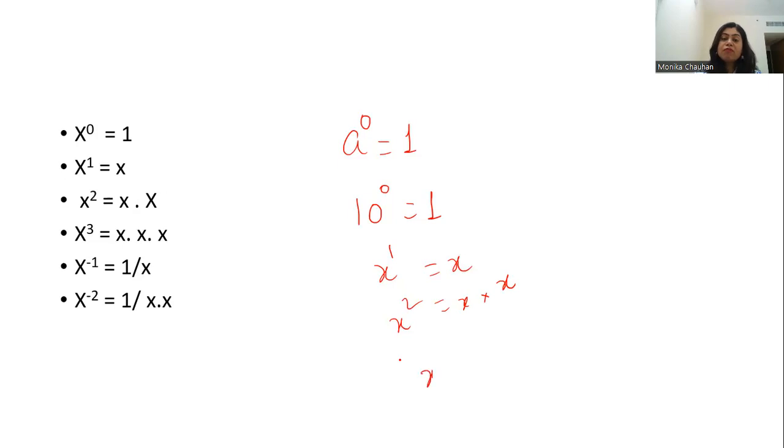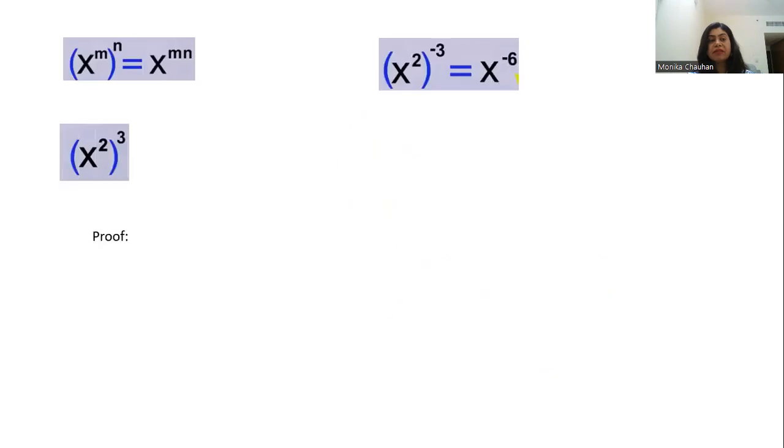Sometimes when you have a negative exponent, to make it positive it becomes the reciprocal, 1 upon x. And if it is x raised to the power minus 2, it becomes 1 upon x squared. So it goes on and on like that. So initially understand the pattern. Now, I'll show you the proof of it.